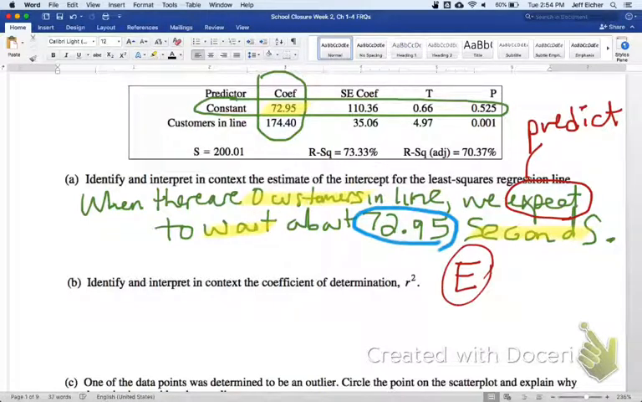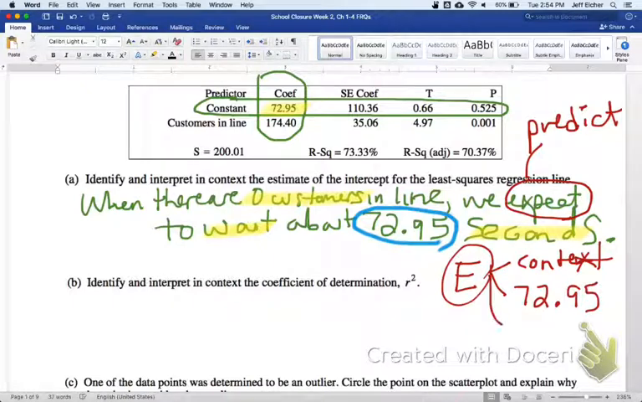Again, you have to have the context. You need context, both the customers and the waiting in seconds. You need the 72.95. And lastly, you need some kind of recognition that it's a prediction or an estimate of the waiting time. If you did 3 of the 3, you get an E. If you did 2 of the 3, you get a partial. Let's look at part B.